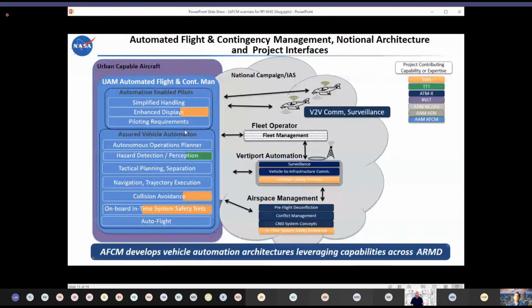The big blue area here is focused on the perspective of a single vehicle. I just want to emphasize that, of course, this is operating in the context of a broader airspace system. So there's vehicle-to-vehicle interactions taking place, coordination. There's activities with the fleet operator who's looking at managing their suite of vehicles. And that also is then combined with interactions with the broader airspace system, and then vertiports within the broader context of that system.